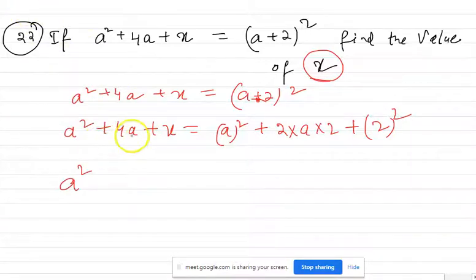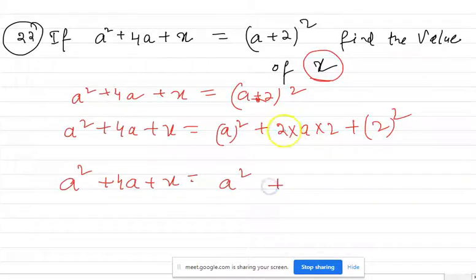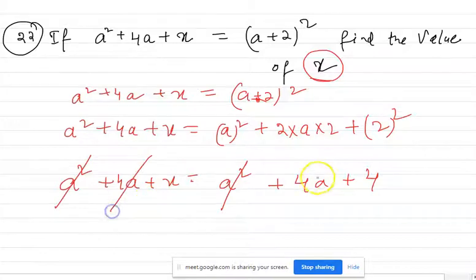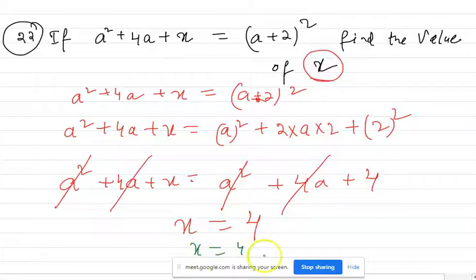Okay, so a square plus 4a plus x is equal to a plus b whole square. A plus b whole square means what? A square plus 2ab plus b square. So I am writing here a square plus 4a plus x is equal to a square, 2 2s are 4a, plus 2 square means what? 4. Are you getting? So this one and this one cancel. This one and this one cancel. So the answer is x is equal to 4. I hope the concept is clear. So the final answer will write x is equal to 4. Alright.